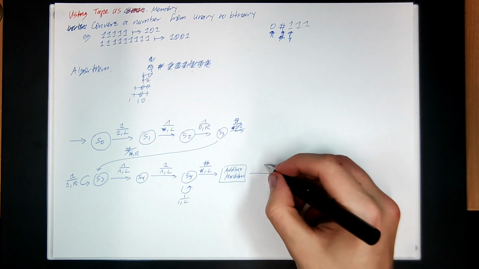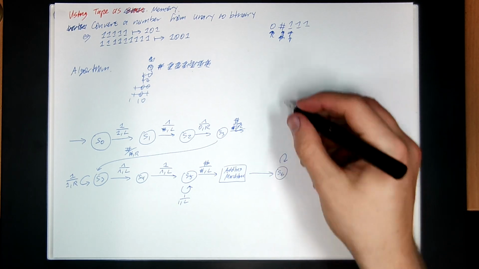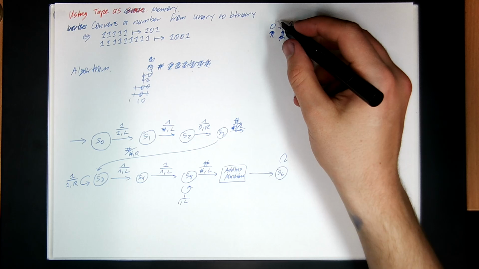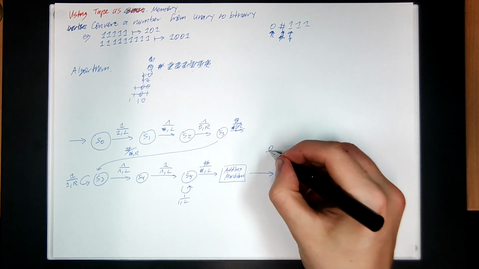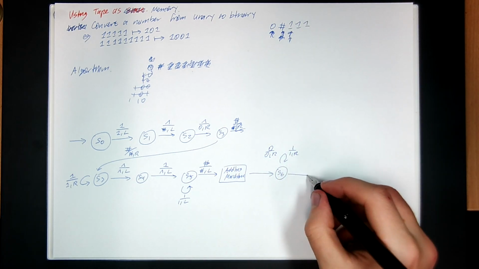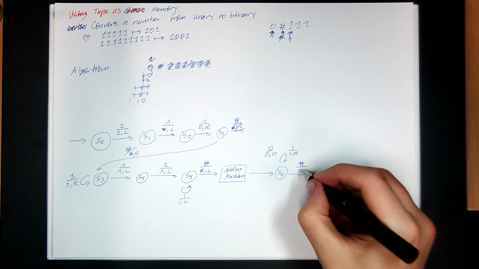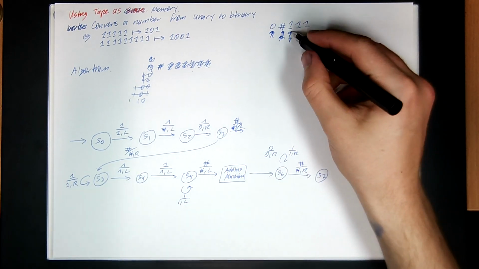So, once the adding machine is done, go to S6. See a 1 or 0, doesn't matter. Just keep moving right till we see the hash. And then I want to move to the right. So now I'm pointing back here again.